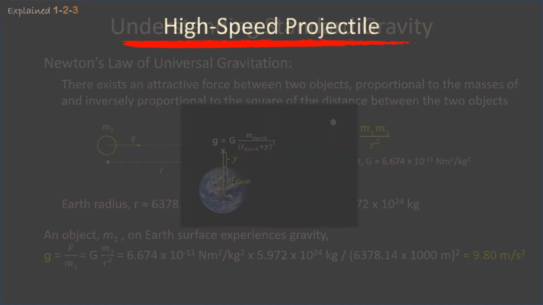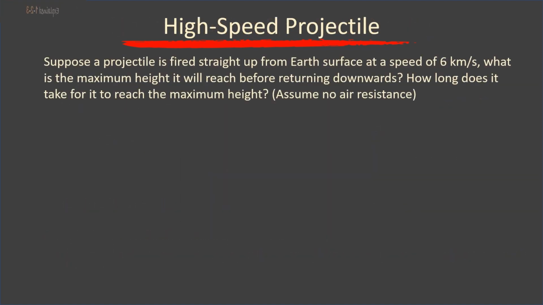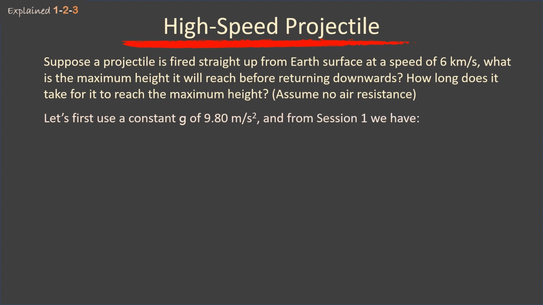Let's now try a real problem. We give it a large initial speed of 6 kilometers per second, which is 6,000 meters per second, and want to determine the maximum height the projectile can reach and the time it takes to reach it. In this example, we still assume there's no air resistance. Let's first use a constant g of 9.80 meters per second squared to see if it's a good approximation.